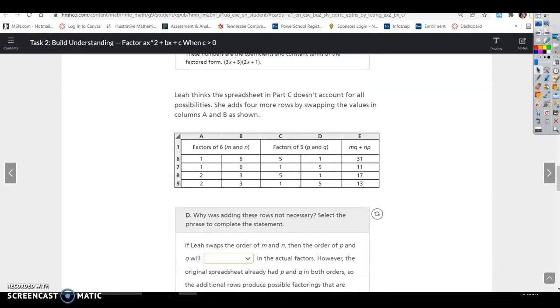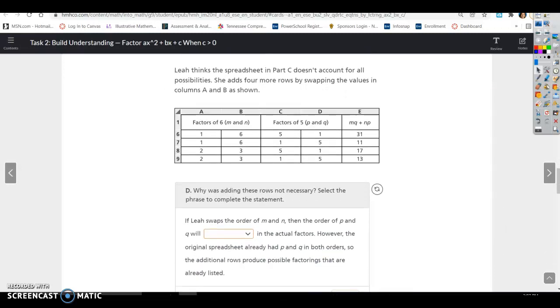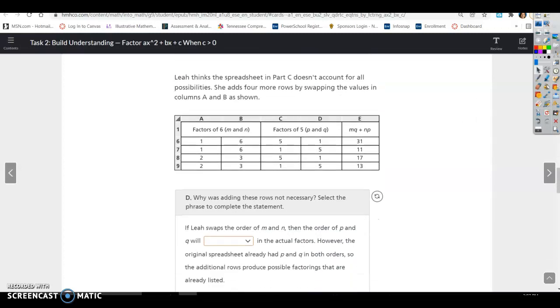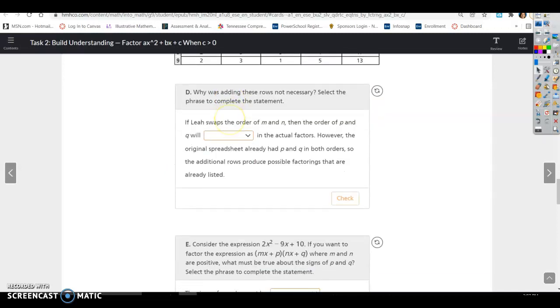All right, so it says, Lee thinks the spreadsheet in part C doesn't account for all possibilities. She adds 4 more rows by swapping the values in columns A and B. So before it had 6 and 1 and 3 and 2, and you can see that she's just swapped these out, but then the combination is going to be the same at the end, and we're still going to have the same outcome even though she swapped the answers.